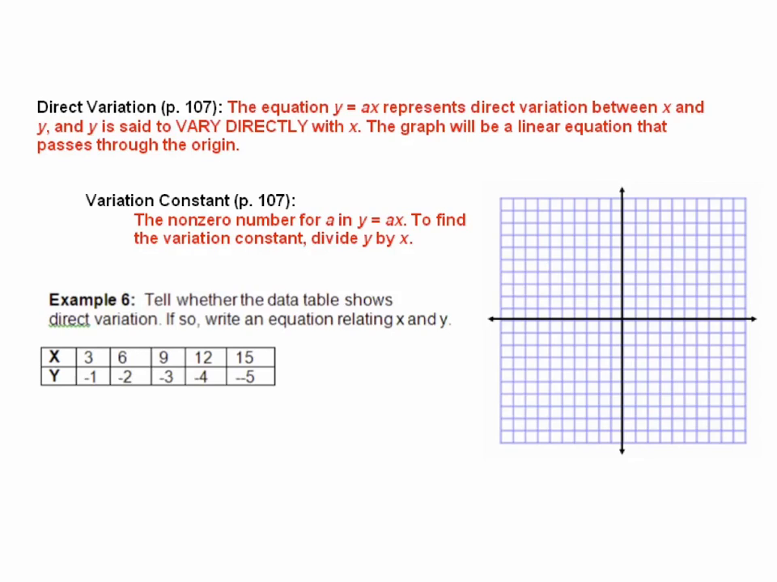Repeat that definition one more time. The definition for direct variation is: the equation y equals ax represents direct variation between x and y, and y is said to vary directly with x. The graph is going to be a line, or a linear equation, that passes through the origin, which is the point (0, 0).